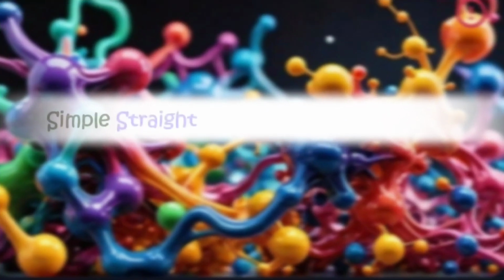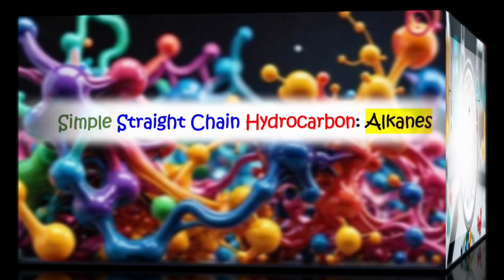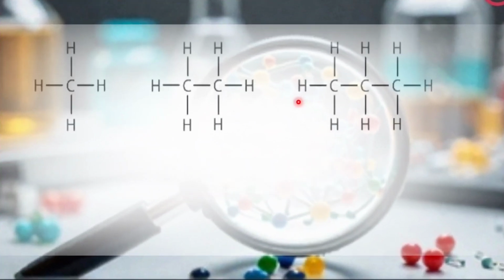Let us see how to write the condensed formula for simple straight chain hydrocarbons like alkanes. Here the first 3 members of the alkane family are given. The first one, in which only one carbon atom is present and the 4 valencies of the carbon atom are satisfied with 4 hydrogen atoms, is named methane, and the condensed formula is written like this: CH4.